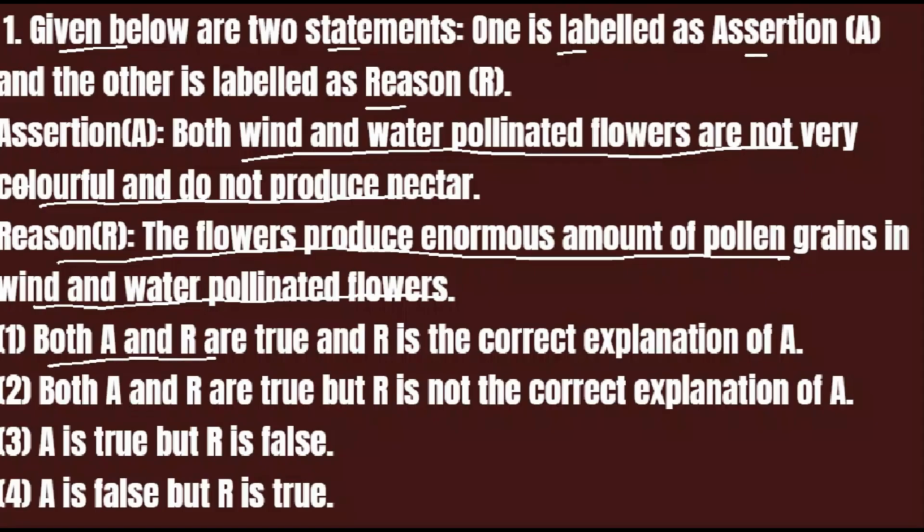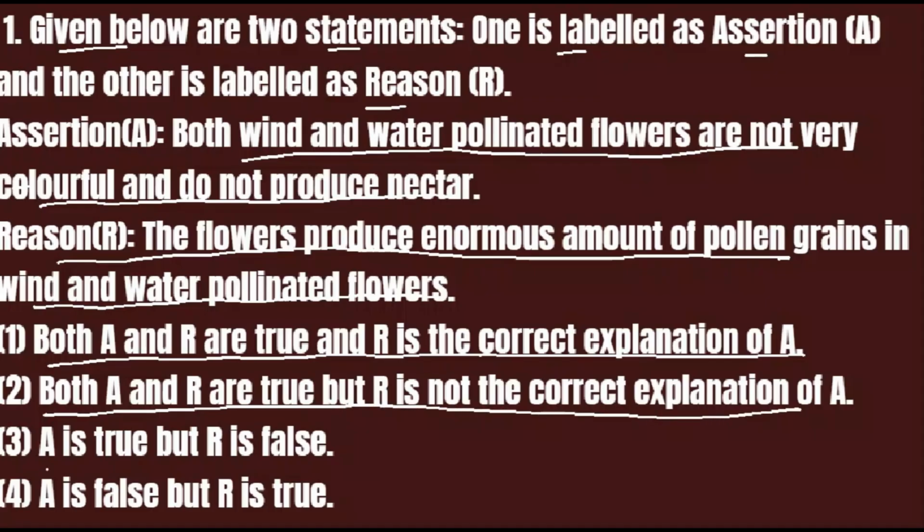Both assertion and reason are true and R is a correct explanation of A. Second option is both assertion and reason are true, but reason is not the correct explanation of A. Third option, assertion is true, but reason is false. Fourth option, assertion is false, but reason is true.